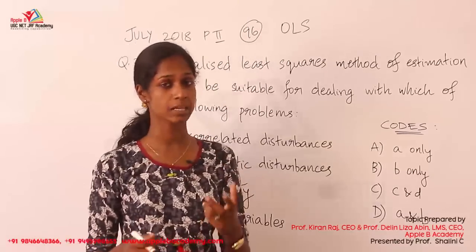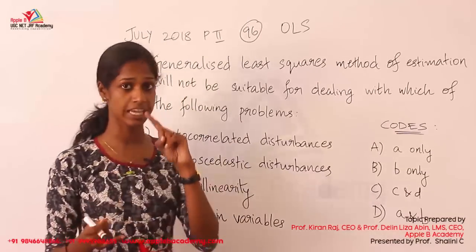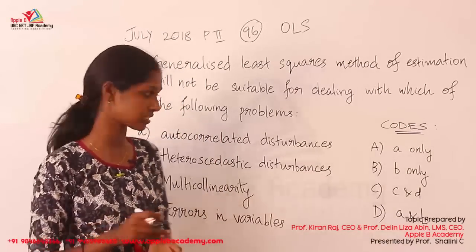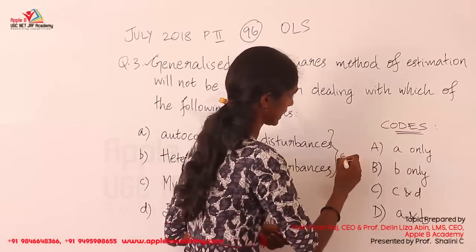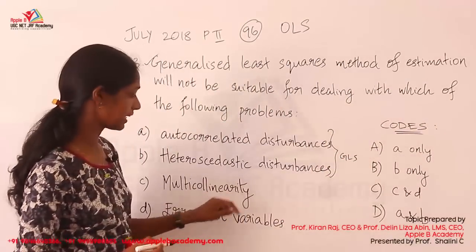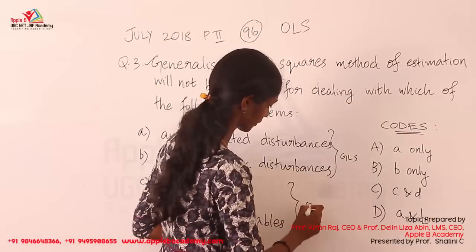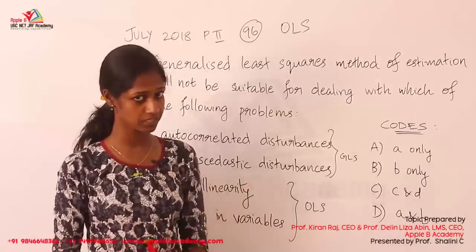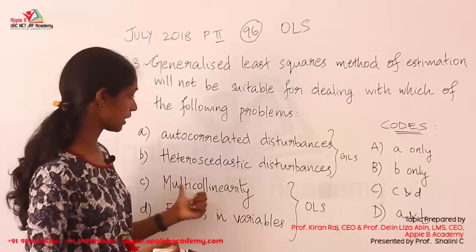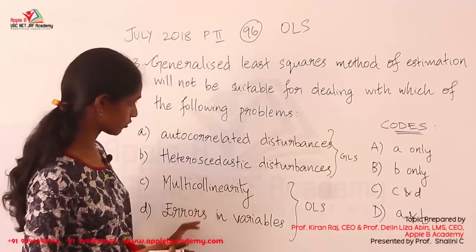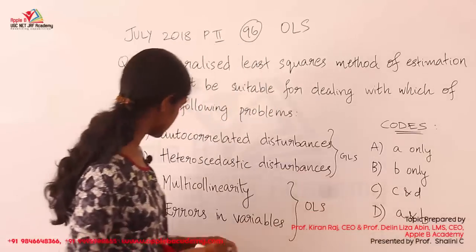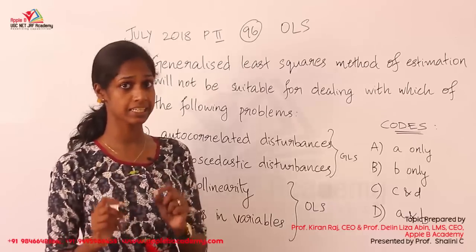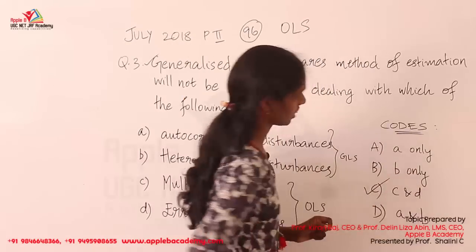So instead of OLS, in some cases we use generalized least squares, when there is heteroscedasticity and when there is autocorrelation. So for autocorrelated disturbances and heteroscedastic disturbances we use the GLS method, and for multicollinearity and errors in variables we use the OLS method or ordinary least squares. So here they have asked in which of the cases GLS is not used. So it's multicollinearity and errors in variables. Looking for those options we have C and D. So option C would be the answer. Multicollinearity and errors in variables are the two cases where generalized least squares is not used. So option C would be the answer.